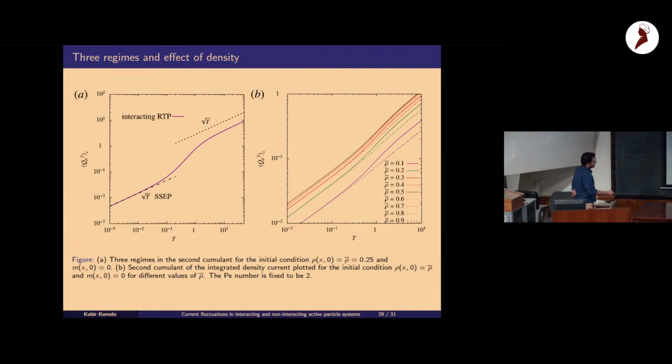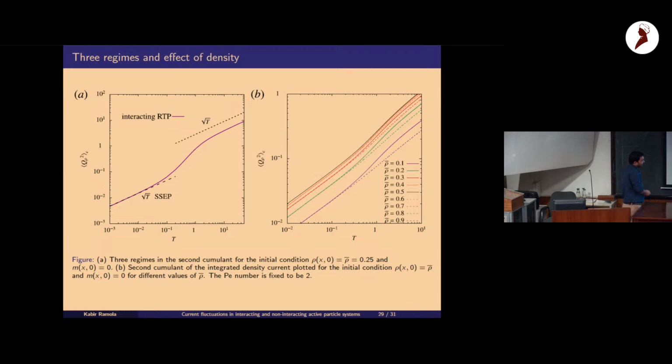What you would see is that at very short times, the current fluctuations are those of the symmetric simple exclusion process, where you get this square root t behavior initially, and this prefactor is exactly given by the symmetric simple exclusion process. Then activity drives very large current fluctuations, and you end up seeing a square root t behavior again. But if I match with the non-interacting case, the square root t of the non-interacting case is larger than the interacting case.